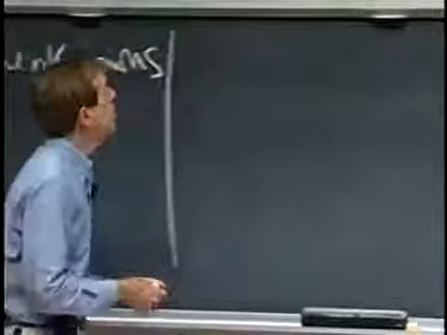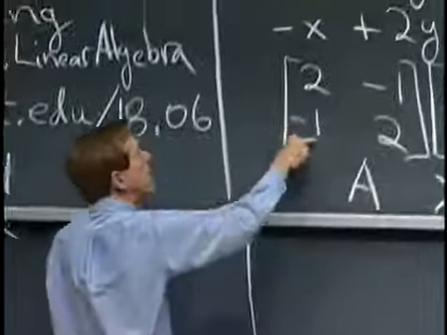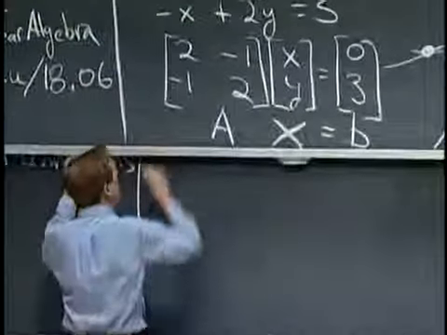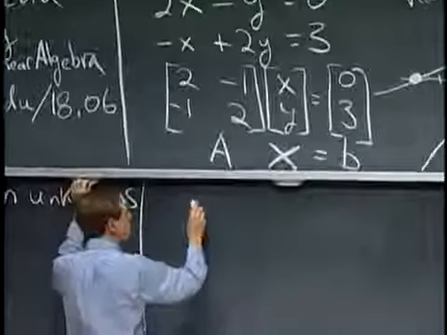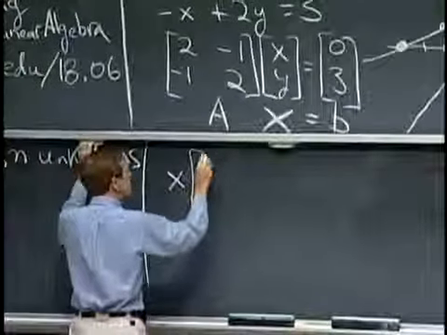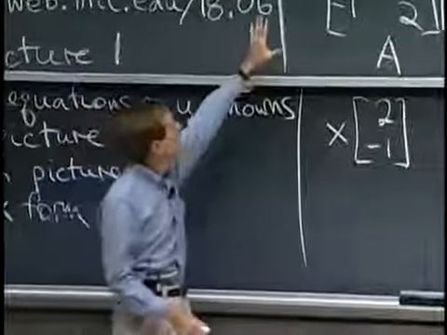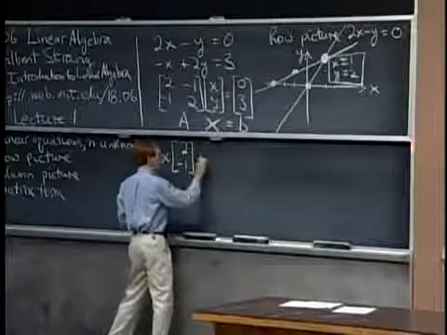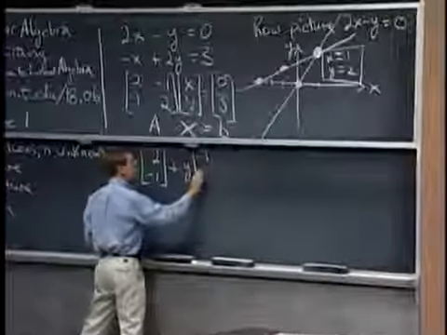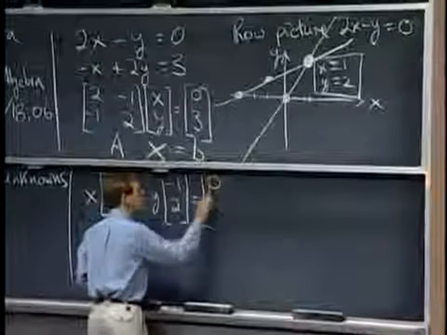So the column picture. I'm now going to look at the columns of the matrix. I'm going to look at this part and this part. I'm going to say that the x part is really x times, you see I'm getting the two equations at once, that part, and then I have a y, and in the first equation it's multiplying a minus 1, and in the second equation a 2, and on the right-hand side, 0 and 3.